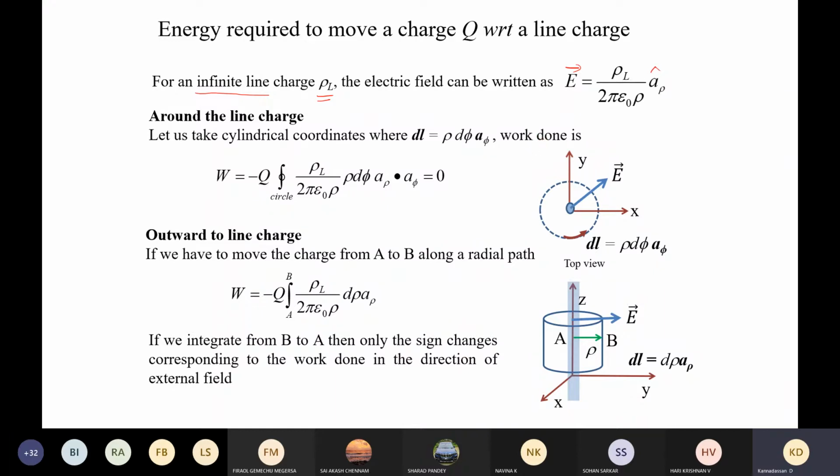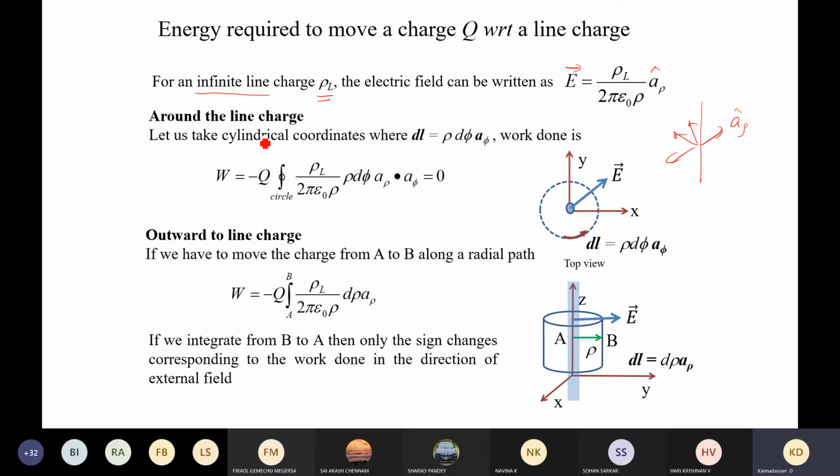Now what is the meaning of that? If you take an infinite line, the field will be exerted out in all directions as a vector, as a radial component. This a rho vector is going to be there. And what about the z direction and the phi direction? There is no field component available. That is the meaning of that.